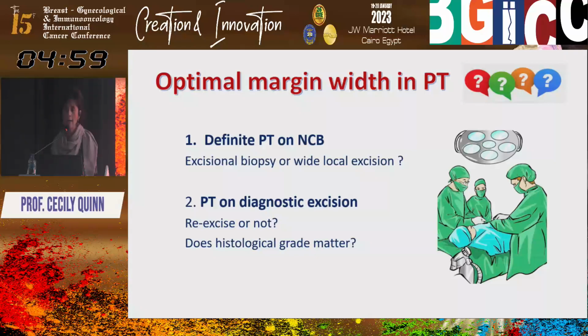Now, until relatively recently, all phyllodes tumors were recommended to be excised with a rim of normal tissue. However, that has changed in recent years, and the question then, if you have a definite phyllodes tumor on a core biopsy, should you be going for a diagnostic excision or for a proper wide local? And similarly then, if you have a phyllodes tumor on a diagnostic excision, does the patient need a re-excision or not?